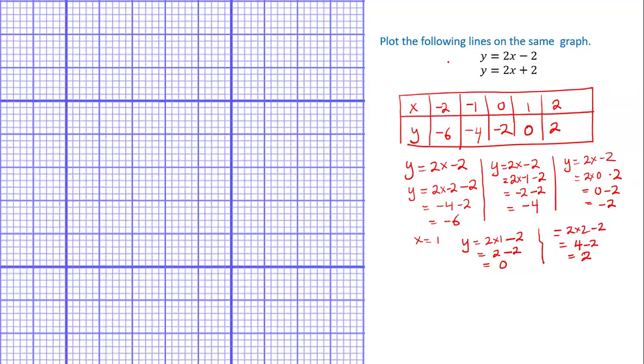Then we are going to go on and extract our coordinates, so we are going to plot coordinates. Here we shall have -2, -6. Here we shall have -1, -4. We shall have 0 and -2. Then 1 and 0. And then lastly, we shall have 2 and 2. So those are the coordinates we are going to plot.